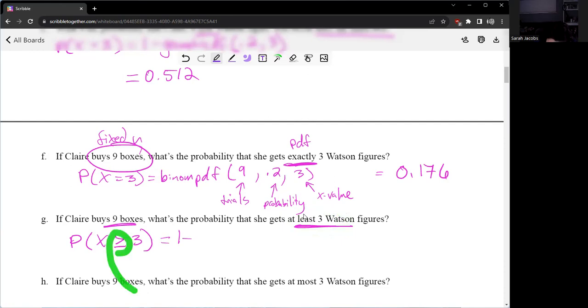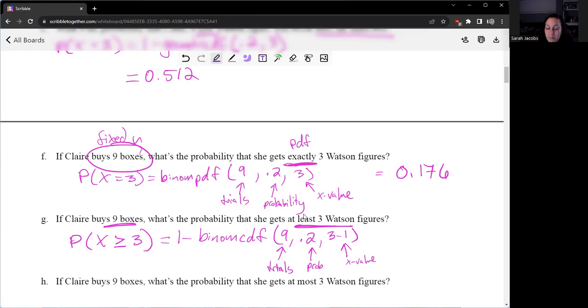It's going to be CDF. The number of trials is still 9. The probability is still 20%, 1/5. But here we want to do 3 minus 1. This is the number of trials. This is the probability. This is the x value, but it's also basically the outcomes that don't work for us.